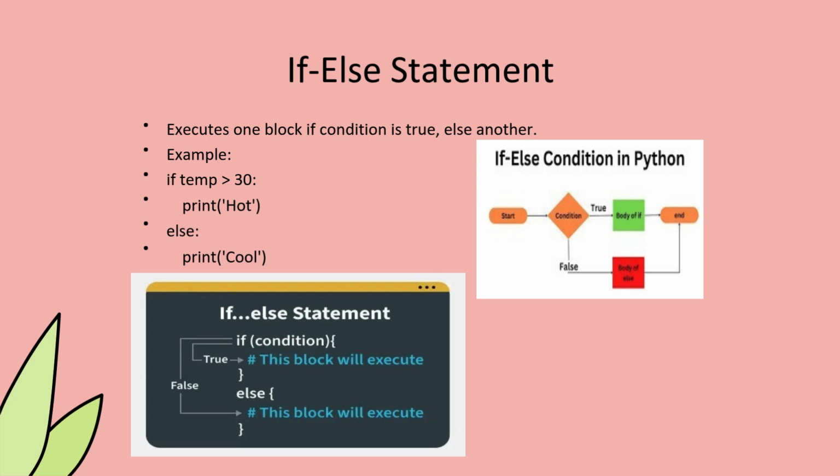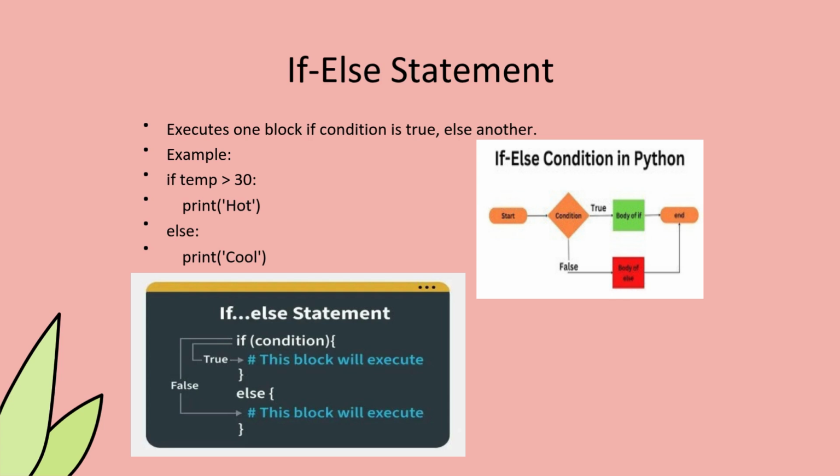Just like the if block, the code under both if and else must be properly indented in Python, so the interpreter knows what belongs to each part. To sum it up, if checks a condition, else handles the opposite case. Together, they make your program more complete and responsive to different situations. In the next slide, we will look at the case where we have multiple conditions to check.